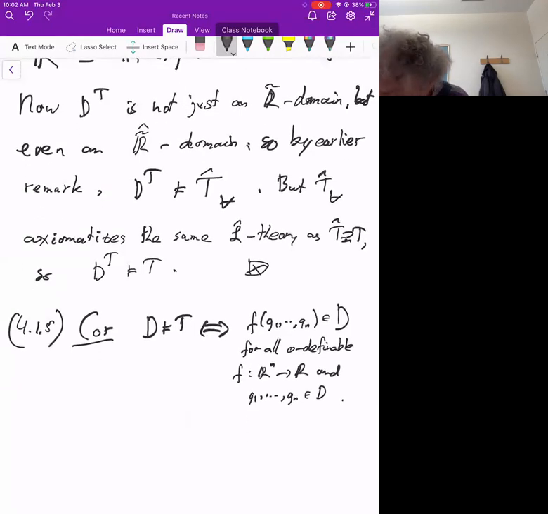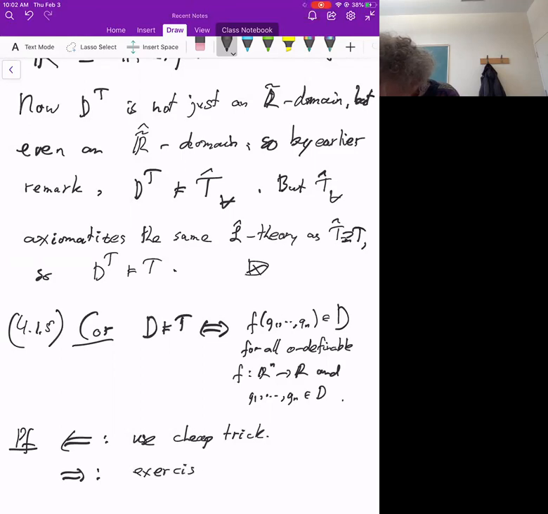Let me say about the proof that this direction uses the same arguments as for the cheap trick. And for the other direction, you have to do a little bit of work. Exercise.